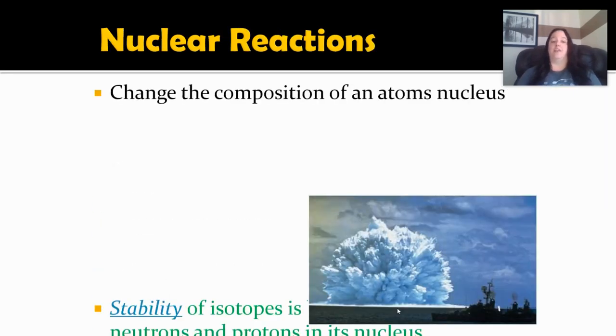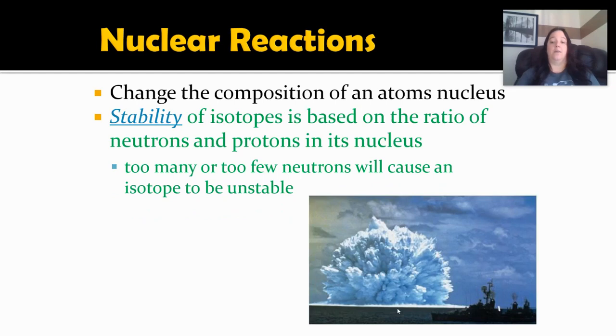So nuclear reactions are going to change the composition of an atom's nucleus. Remember, its goal is trying to be stable. The stability of an isotope is based on the ratio of protons and neutrons within the nucleus of those isotopes. Too many or too few neutrons will cause an isotope to be unstable, which then emits that radiation in the forms of particles and rays.